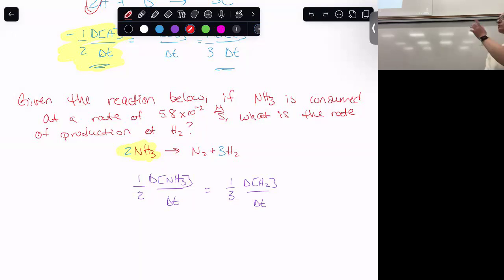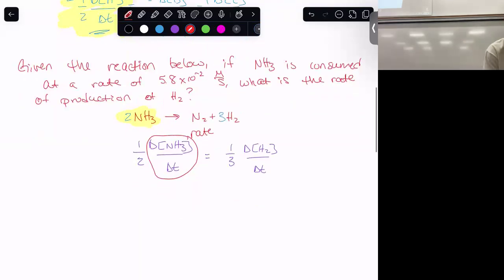Okay, does everyone understand why we used NH3 and H2 this way? Okay, remember that this whole portion is the rate. So when you're looking for the rate of production of H2, you'll take 1/2 times the 5.8 equal to 1/3 times X, right? We don't know the rate of production of H2, and that whole rate of production is the change in concentration over the change in time.